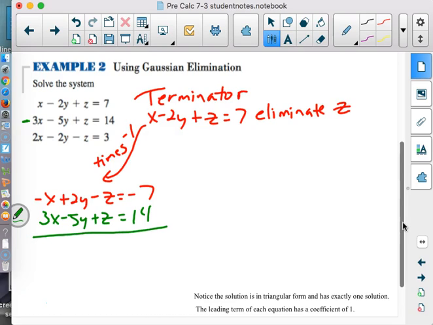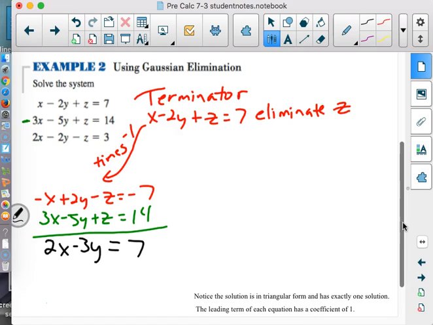And I want to add those together so that the z's drop out, which is perfect because we've got a negative z and a positive z. So negative x plus 3x is 2x. 2y minus 5y is negative 3y. Z's are gone, which is exactly what we wanted. Negative 7 plus 14 is 7. Okay, well, that was the second equation.